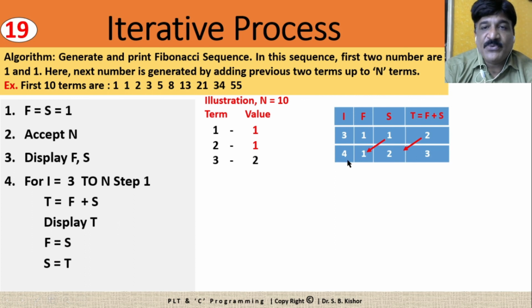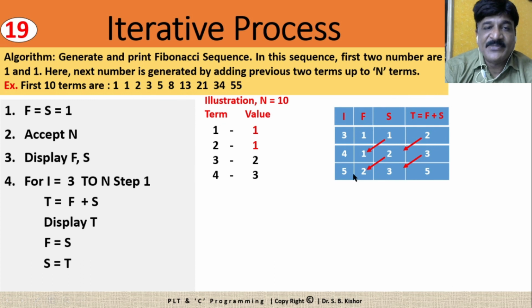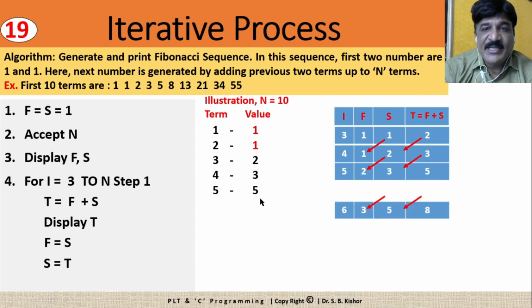So now we are going to print a fourth number. The fourth number is 1 plus 2, it becomes 3. Then display the value of t, that is 3. And again transfer the values. The value of second will be copied to the first and the value of third will be copied to the second. Like this way, we are going to print the next number, that is 5. 2 plus 3 is 5. Then this process will continue.